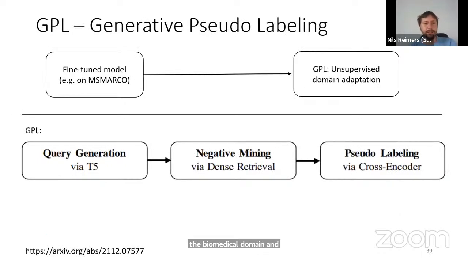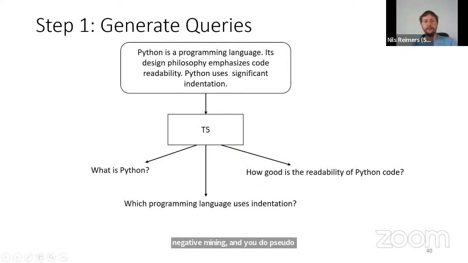And here we invented GPL, generative pseudo-labeling, which combines all these architectures together. So you start with query generation, doc to query, you do negative mining, and you do pseudo-labeling with the cross-encoder. So the first step is using doc to query. As remember, doc to query is also really robust to new domains. And you take all the documents you have, you ask a T5 encoder-decoder architecture to predict different queries. So you have a document about Python as a programming language, and then the model predicts search queries. What is Python? How good is the readability of Python code, which could match to this document.